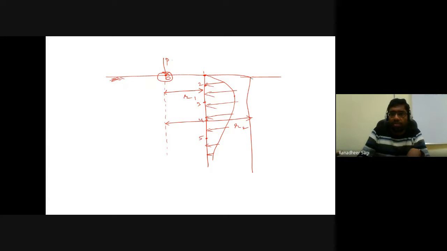how is your pressure distribution diagram going to be? The intensity of your pressure, or intensity of the stress, starts decreasing with increase in radial distance, and likewise at a further radial distance, the intensity of the stress tends to decrease further.